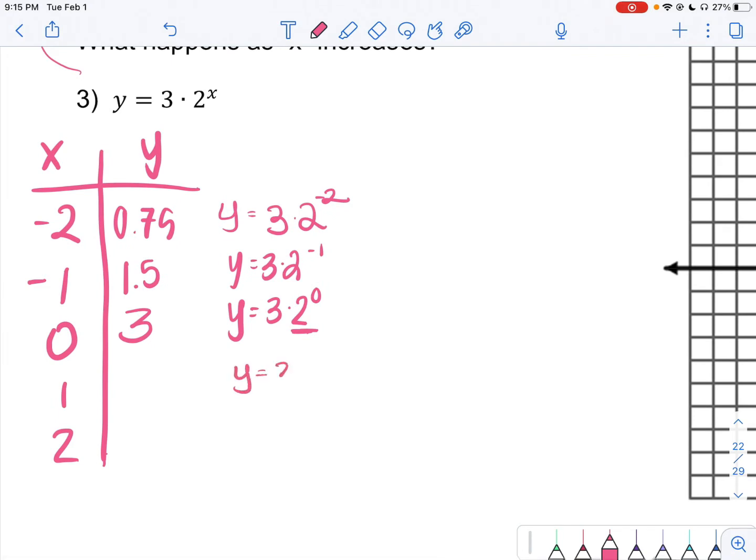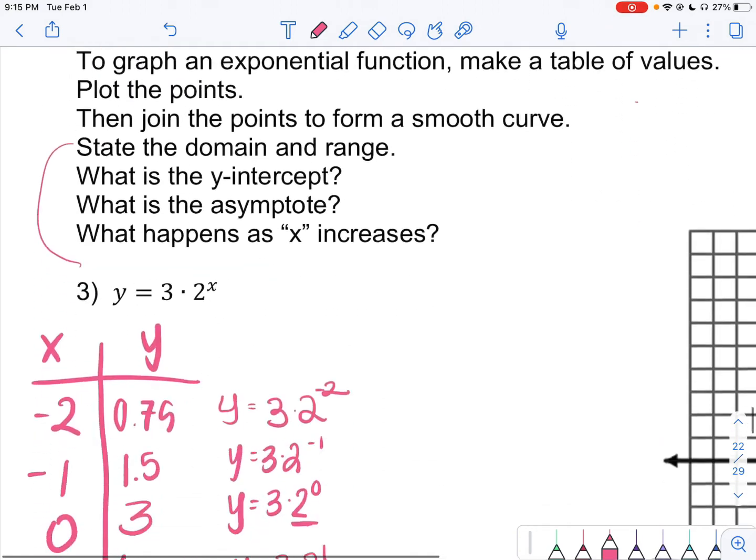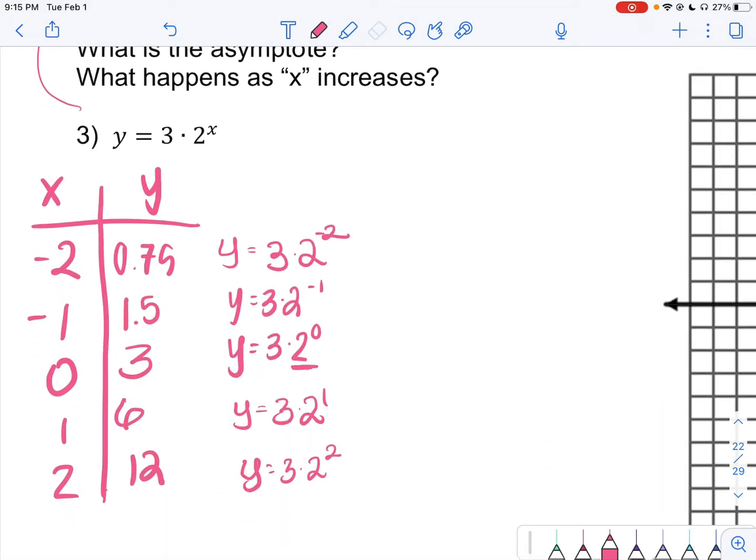y equals 3 times 2 to the first power. Well, 2 to the first power is 2 times 3 gives you 6. y equals 3 times 2 to the second power. Well, 2 to the second power is 4 times 3 gives you 12. Okay, so now that we have these, we can graph. Notice how even though we had negatives up here, remember your negative exponent does not mean that big number is negative. It moves it down. So we have all positive y values here.